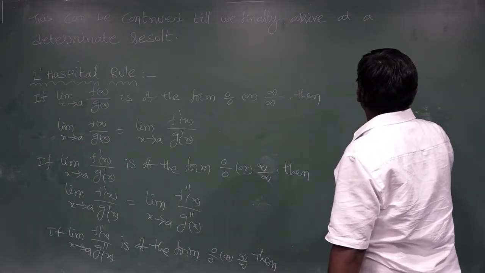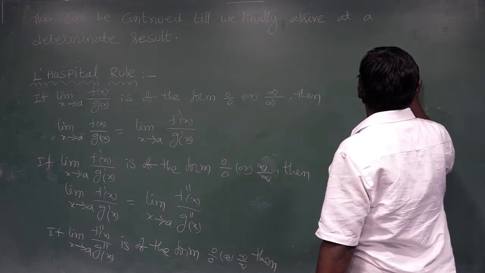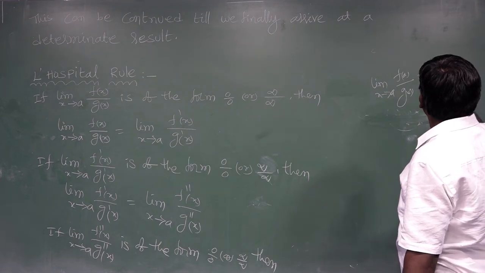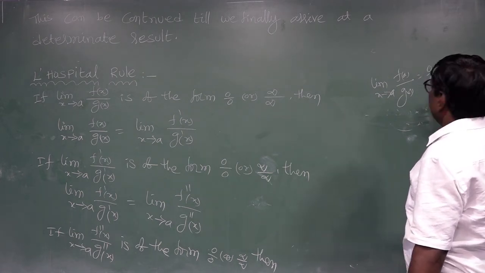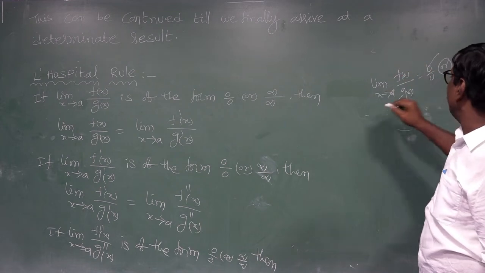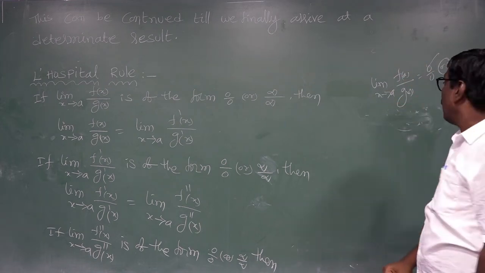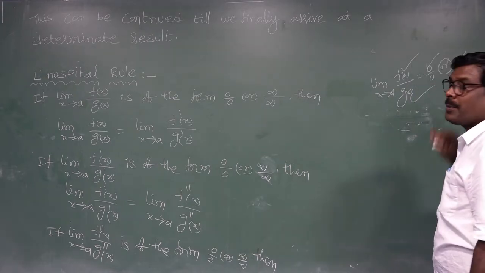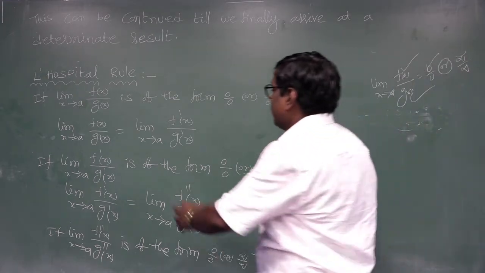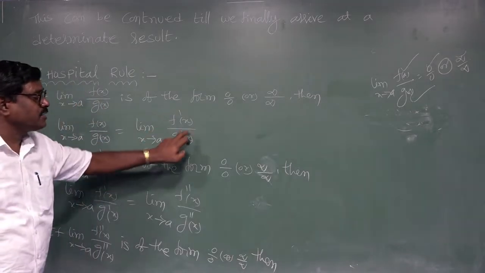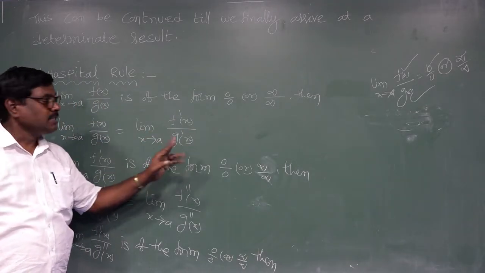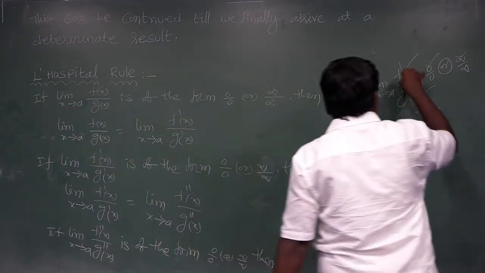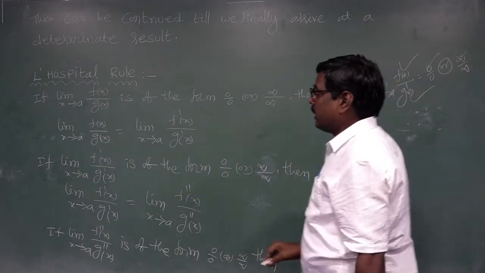Suppose the limit as x tends to a of f(x) by g(x), on substitution, has the form 0 by 0 or infinity by infinity. This is an indeterminate form. Then we take the numerator's derivative and the denominator's derivative separately, so the limit tends to f dash x by g dash x. Again, on substitution, if f double dash is also 0 by 0.